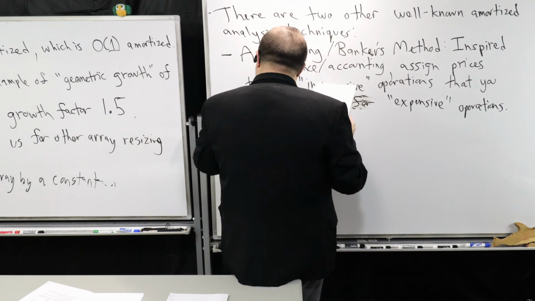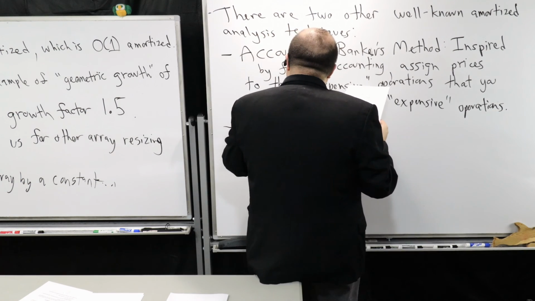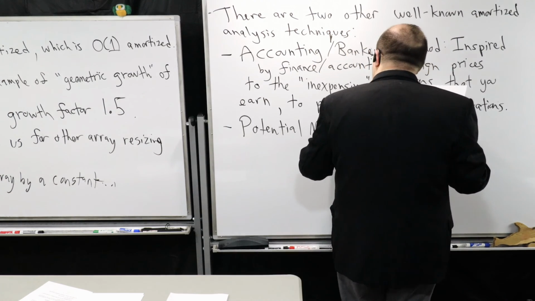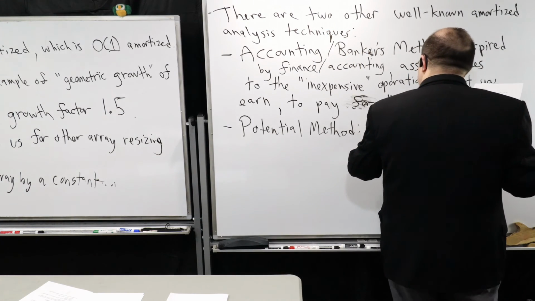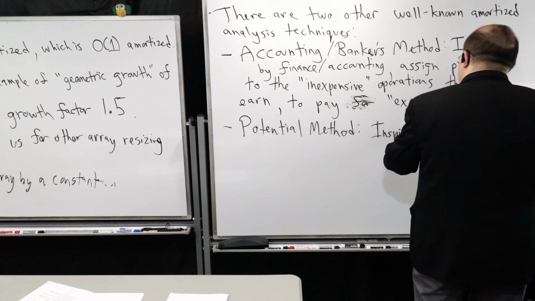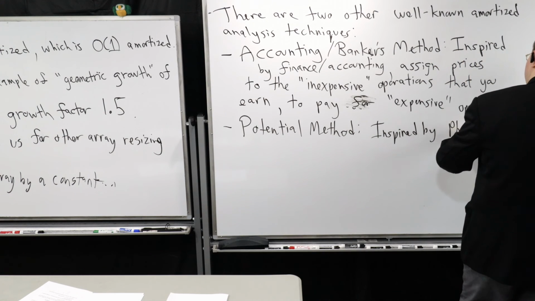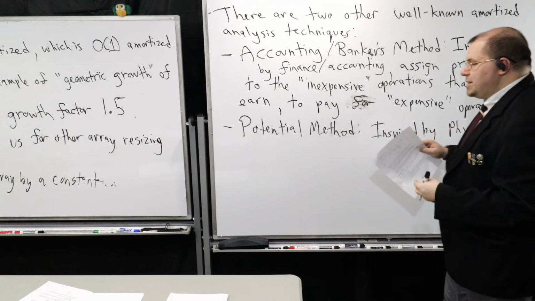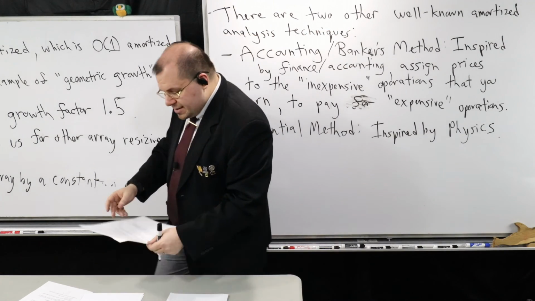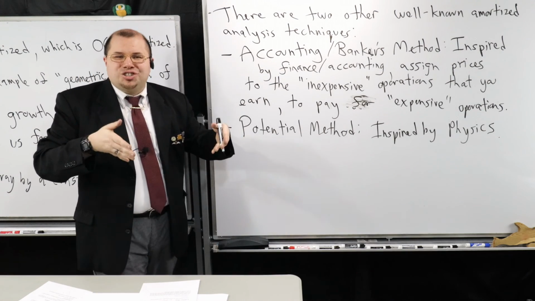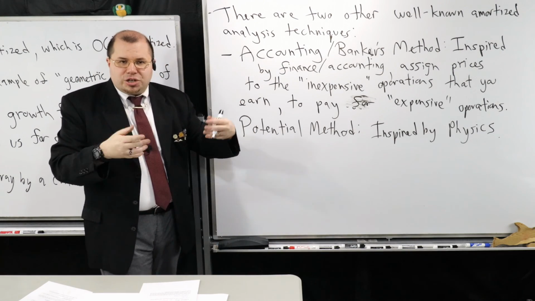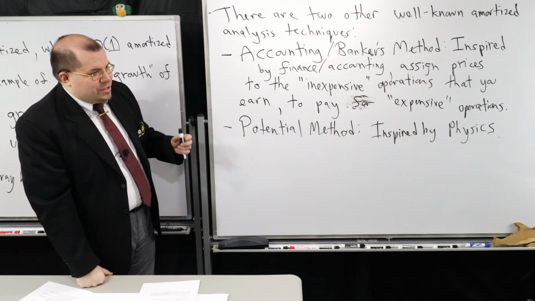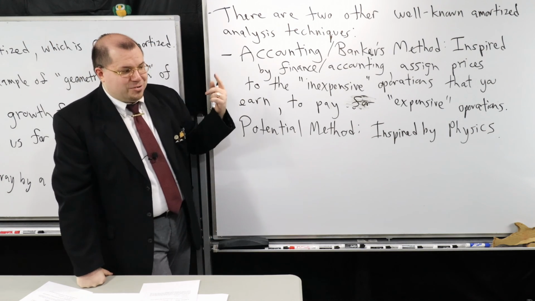Another one is the so-called potential method. The potential method is inspired by physics. You can think of the potential in a system. In the potential method, the idea is that you derive something called a potential function that's going to measure the so-called potential of the system itself, which in this case would be your data structure.